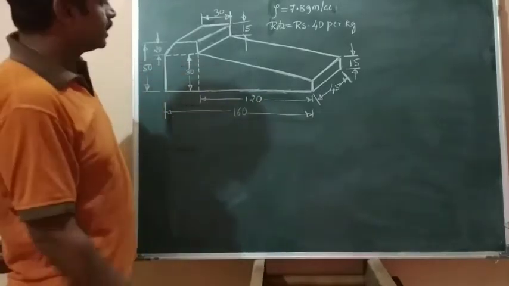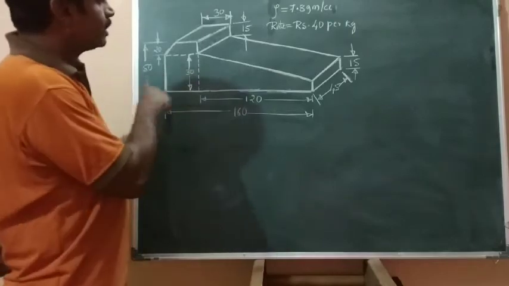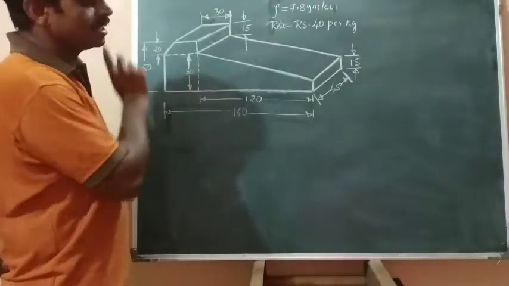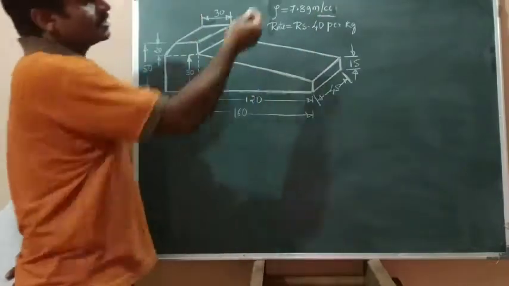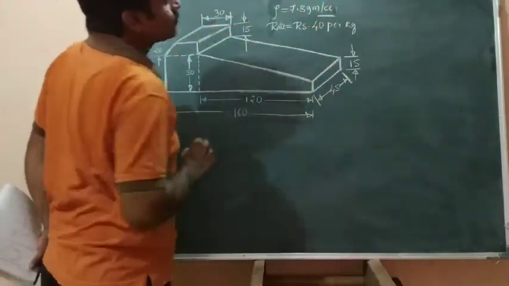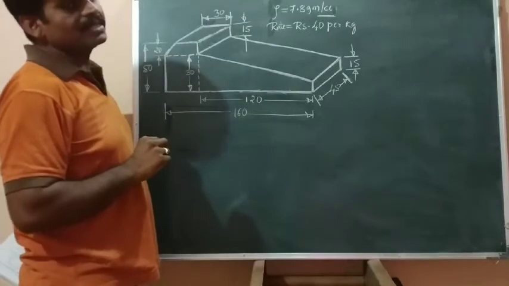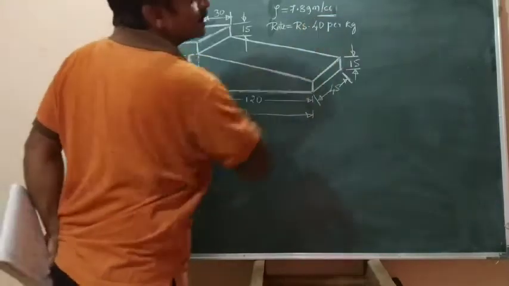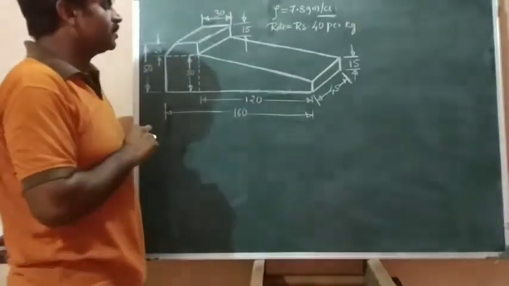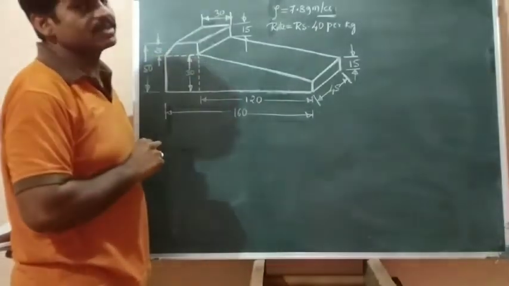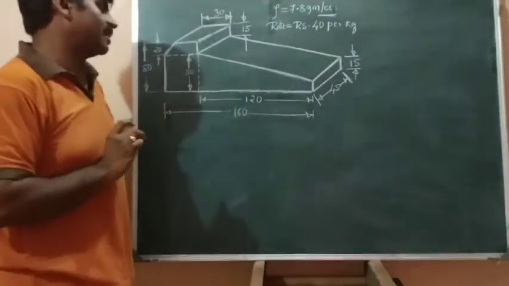We need to take the values of dimensions in the calculation part in terms of centimeter, because later we need to multiply by density, so what is the density unit? 7.8 grams per cc. Cc means centimeter cube. So for that sake we need to consider all the dimensions in terms of centimeter only.